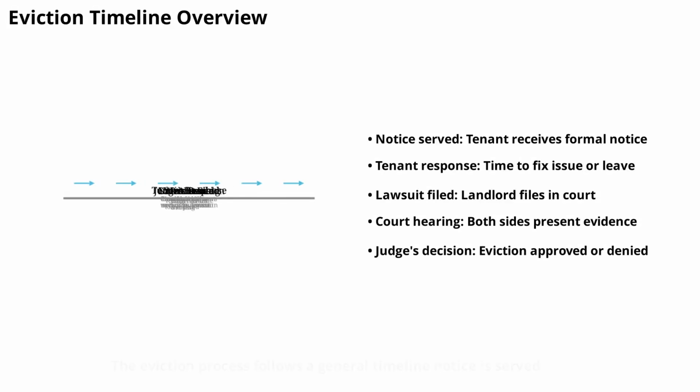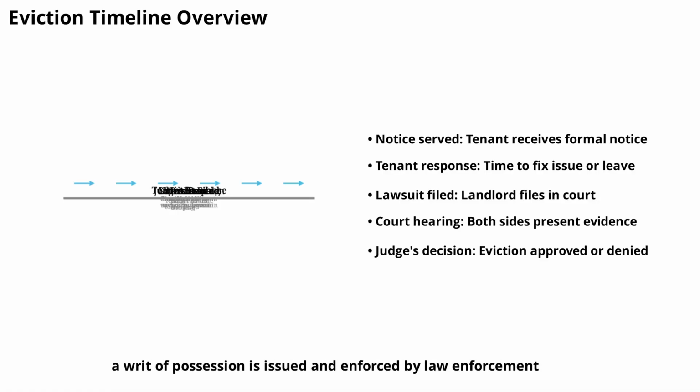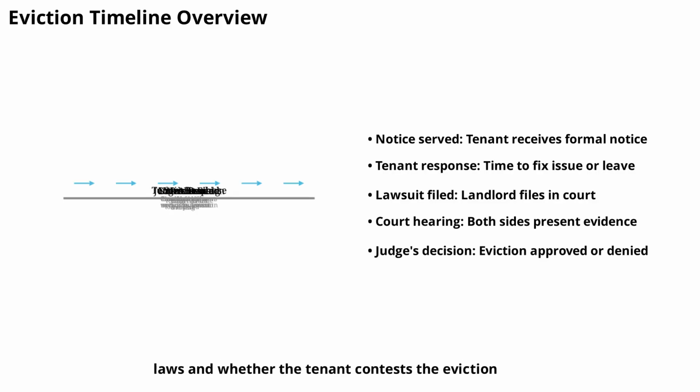The eviction process follows a general timeline. Notice is served, the tenant has time to respond, a lawsuit may be filed, and a court hearing is held. If the court rules for the landlord, a writ of possession is issued and enforced by law enforcement. The timeline can vary depending on local laws and whether the tenant contests the eviction. Understanding the typical sequence of events helps both landlords and tenants prepare for what's ahead.